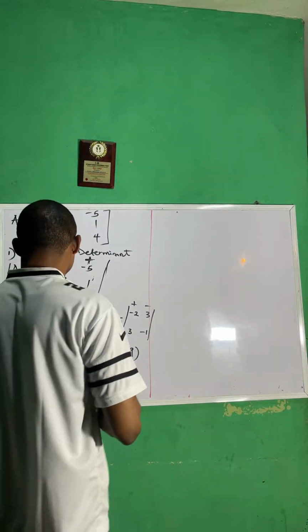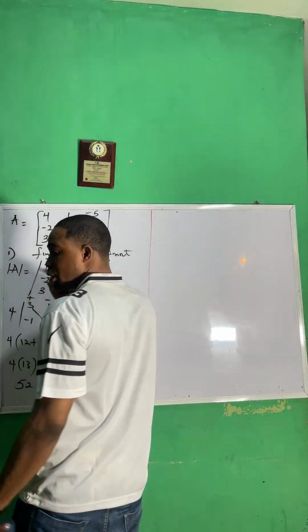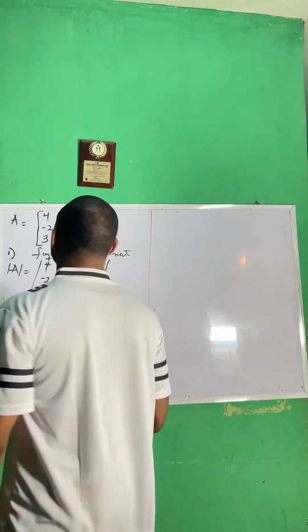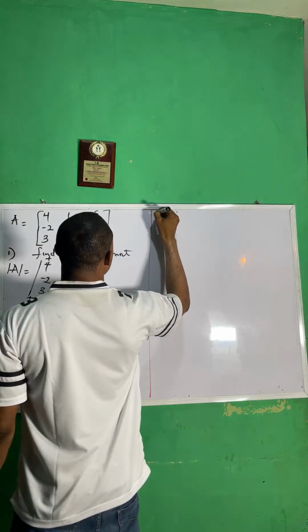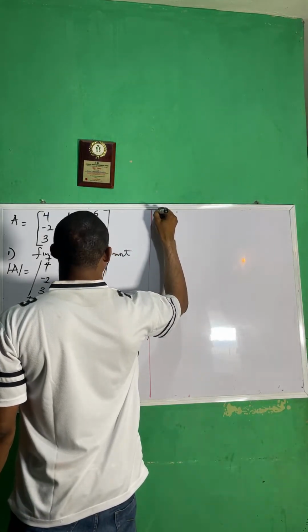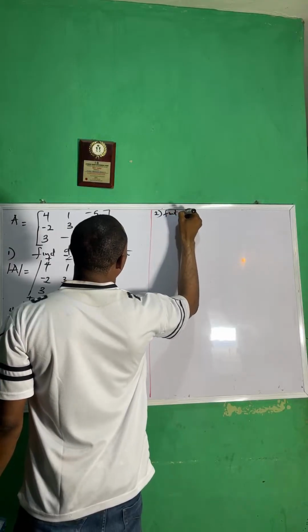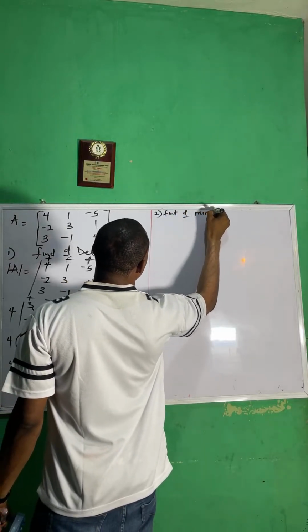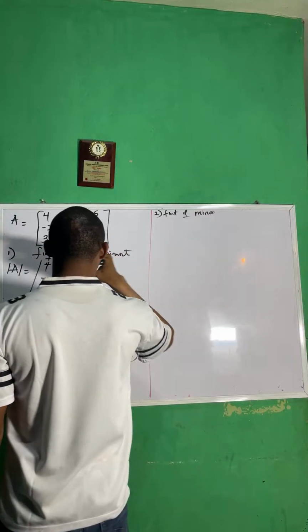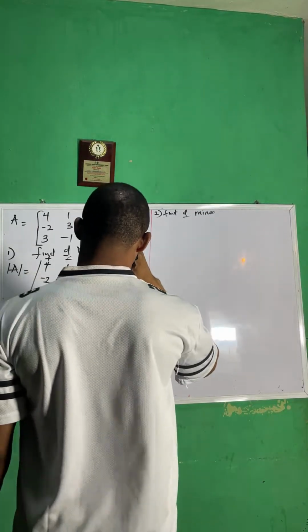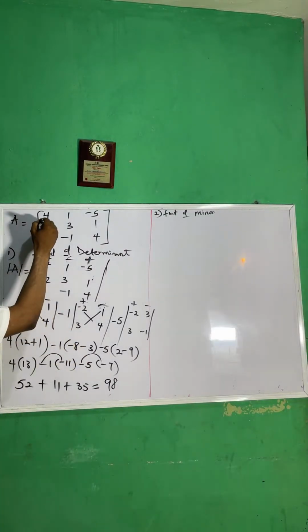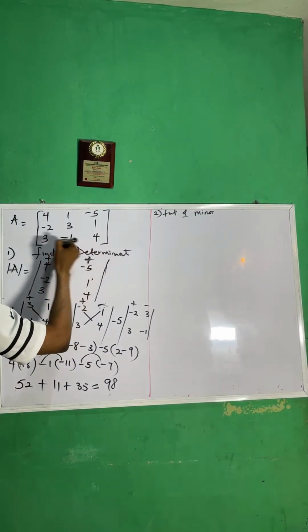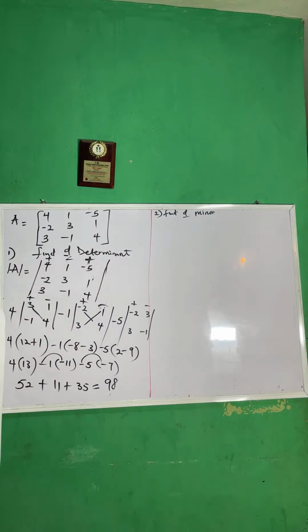So now the next thing for us to find is the minor. So, find the minor. Now I want to find the minor. So the minor for this, I want to explain to you because I don't want us to waste the board. We need to find the minor for each value here. We need to find the minor for each value.